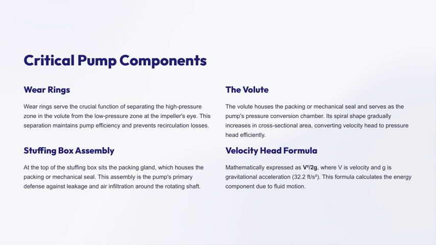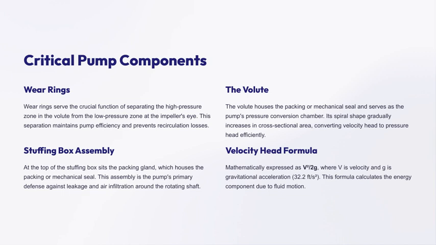Next, we have the stuffing box assembly. At the top of this assembly is the packing gland, which houses either packing material or a mechanical seal. This setup acts as the pump's primary defense against leakage and air infiltration along the rotating shaft. Keeping this area sealed is crucial for maintaining pressure and preventing contaminants from entering the pump system.